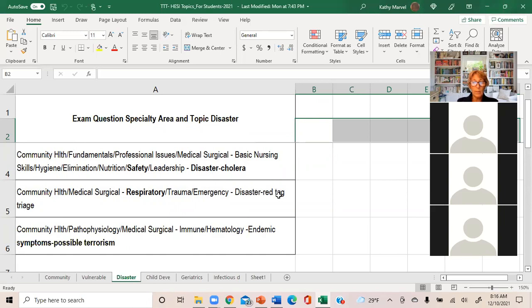And then disaster red tag triage. In your review of disaster, this would be in the response section, know your tags. What do they mean? What does a yellow tag mean? What does a green tag mean? What does a red tag mean? Okay.